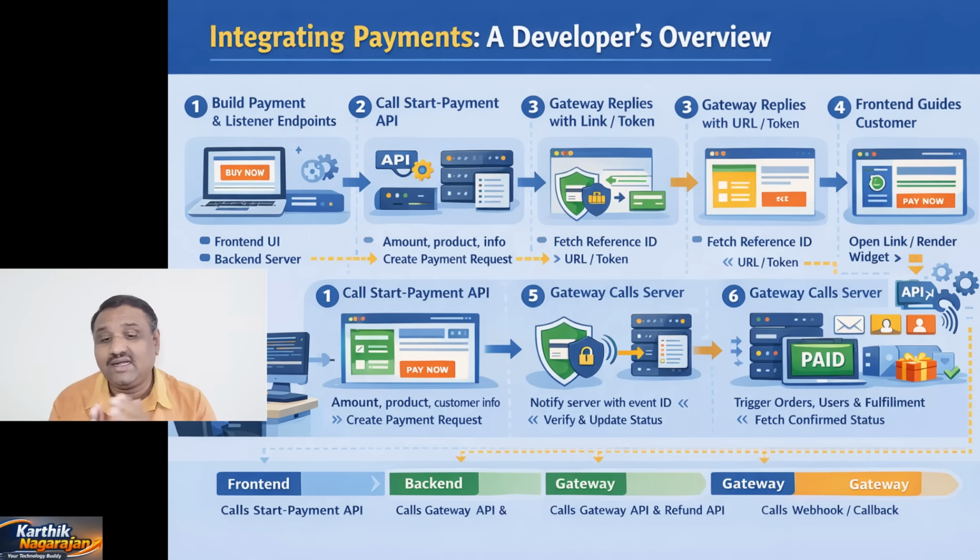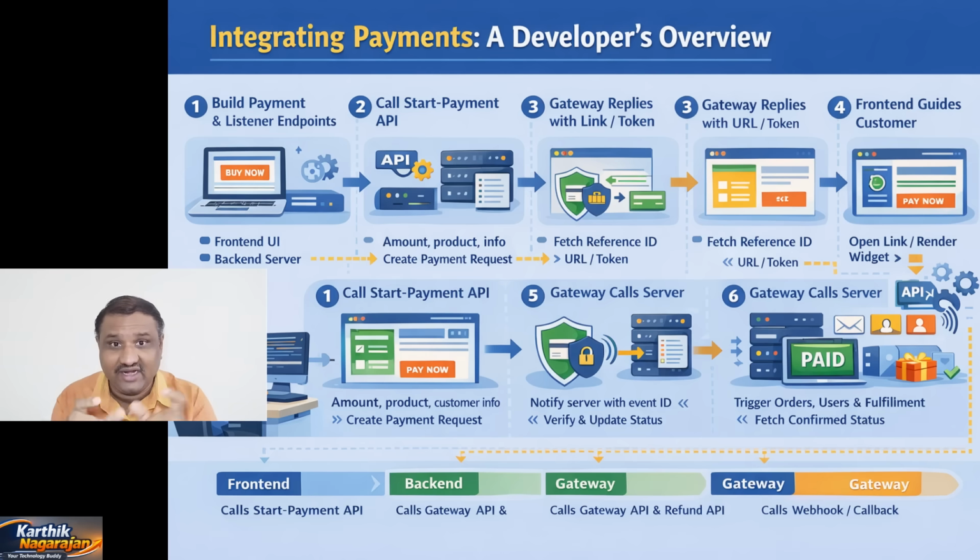When the payment start endpoint or the URL is called, the backend validates the request and creates a local payment record with status pending, generates a unique reference and prepares the request to the payment gateway using the gateway credentials stored safely on the server, never in the front end. The backend then calls the gateway's create payment request API.